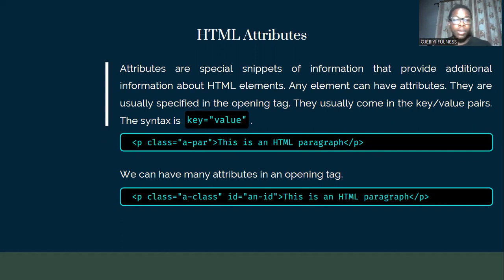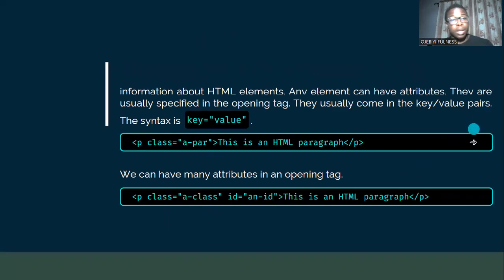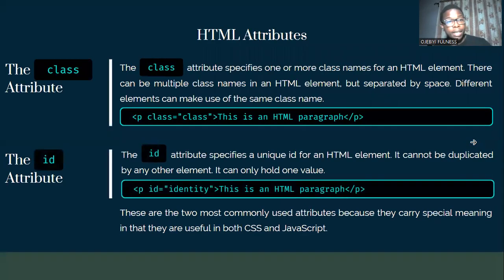So for example, now we have P class and a par. That's the class name. So this class is the key, and this a par wrapped inside quotes is the value. So we can have many attributes in an opening tag, like class and ID. These are just examples. So let's go forward.